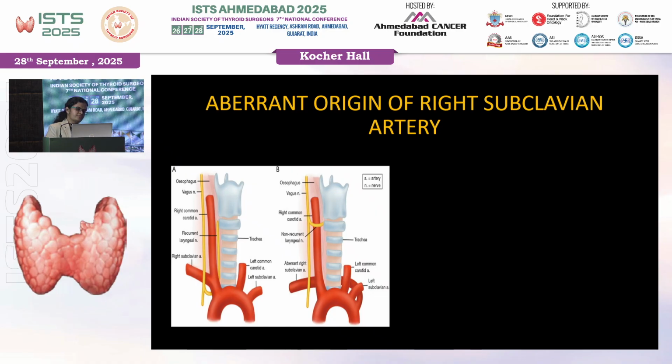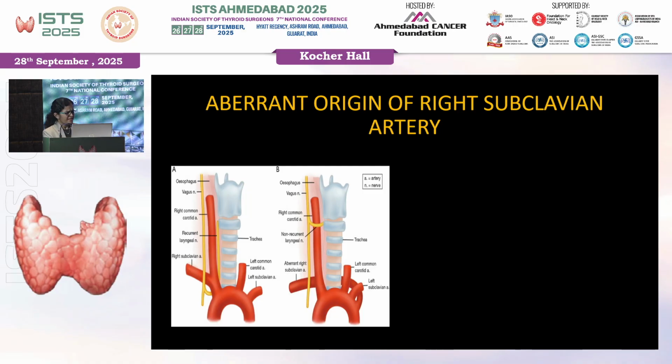This is not part of the TIRADS lexicon, but this is one very important thing for thyroid ultrasound. So I just thought of mentioning it over here, that we should always look for aberrant origin of right subclavian artery. While we are scanning, we always look for the nodes in the neck, and so always try and assess for the junction of common carotid artery with the subclavian artery, because if you cannot identify this, there are high chances that we may be dealing with an aberrant right subclavian artery, and an aberrant right subclavian artery is associated with a non-recurrent laryngeal nerve.